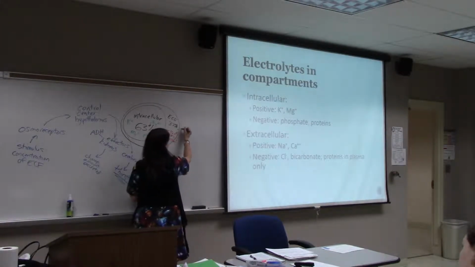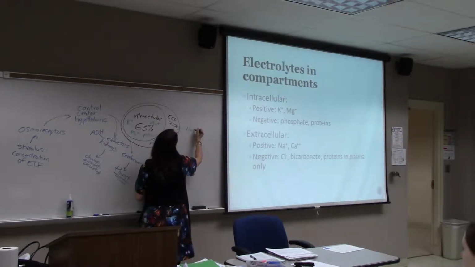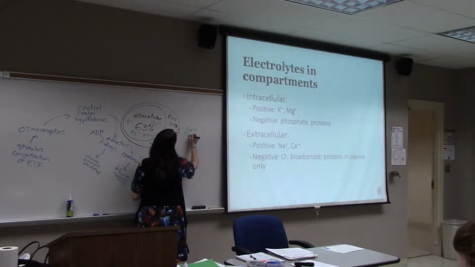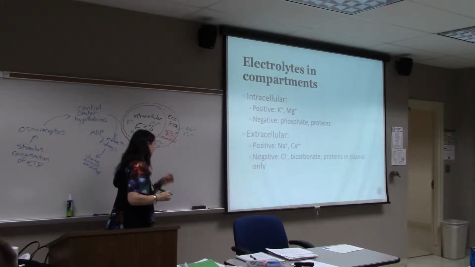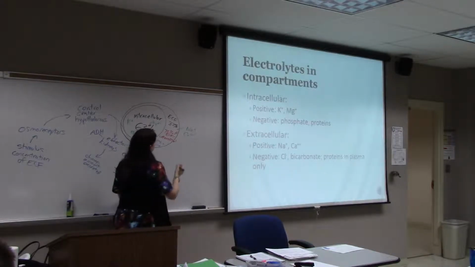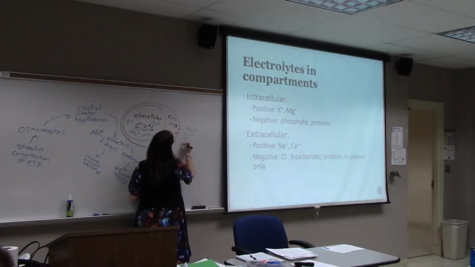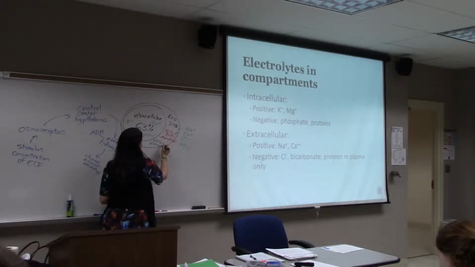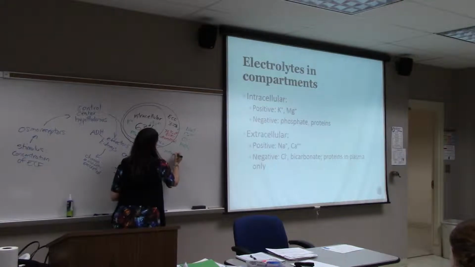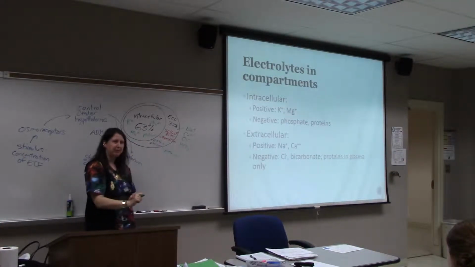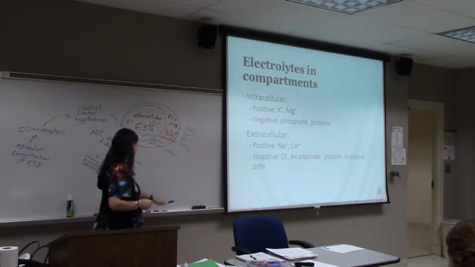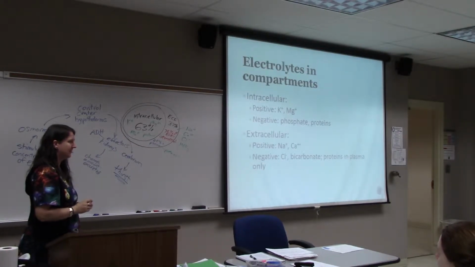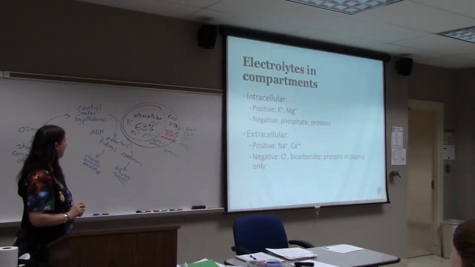Extracellular, sodium is the major positive ion. It's also higher in calcium than intracellular. The major negative ions are chloride and bicarbonate. In the plasma only, proteins like albumin have a negative charge, but the rest of the extracellular fluid doesn't have negative proteins in any significant amounts.